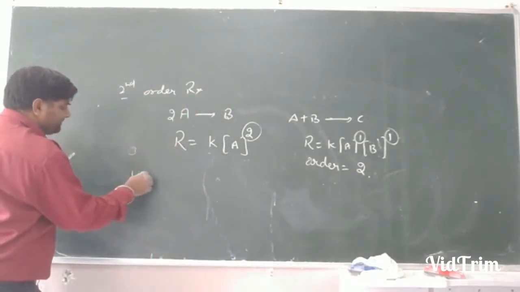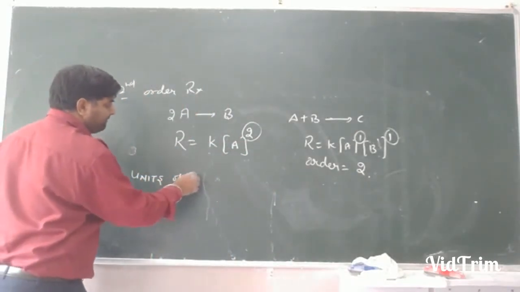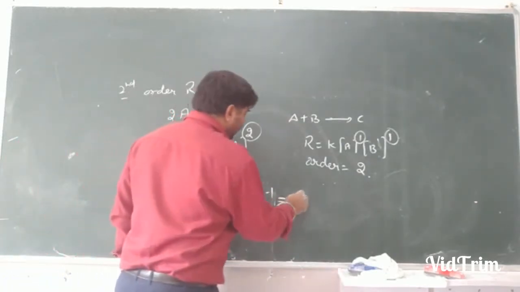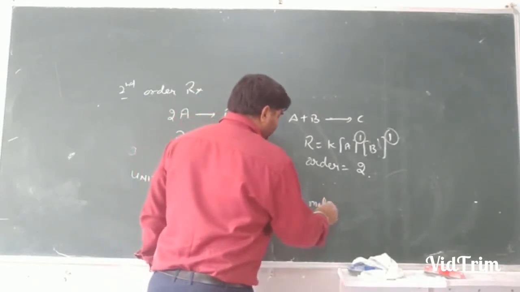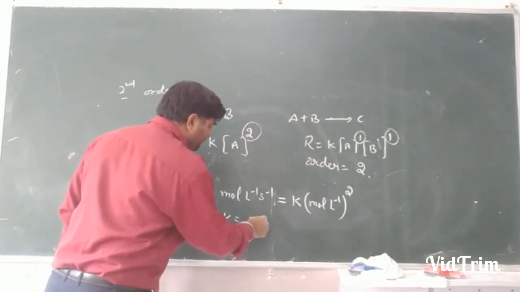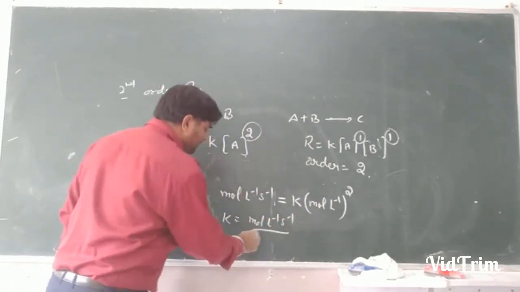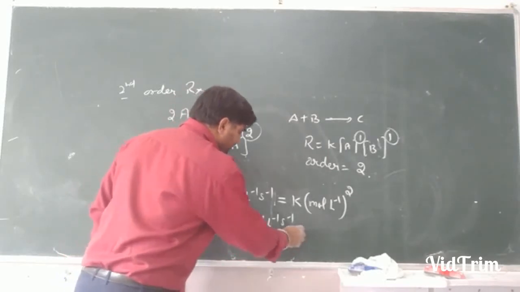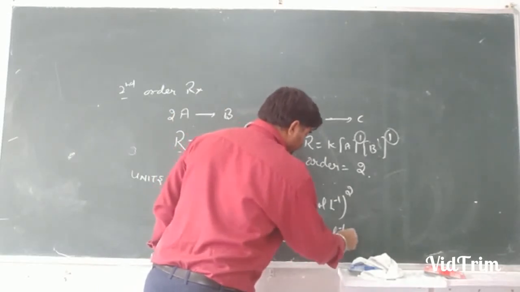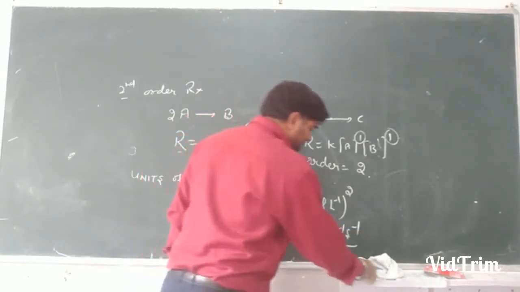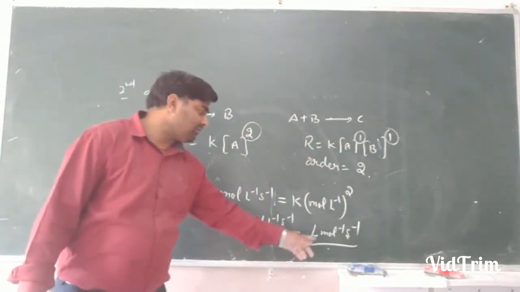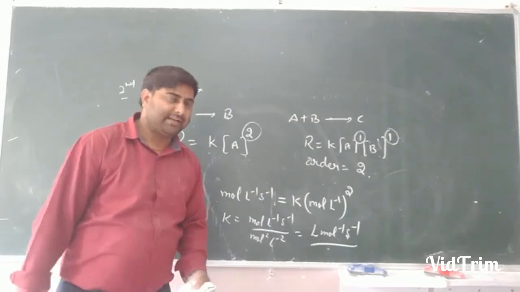Now, units of K. Rate is mole per liter per second, K into mole per liter squared. So K is equal to mole per liter per second upon mole squared per liter squared. So it's liter per mole per second. So you can see that for the second order reaction, the units of rate constant are liter per mole per second.